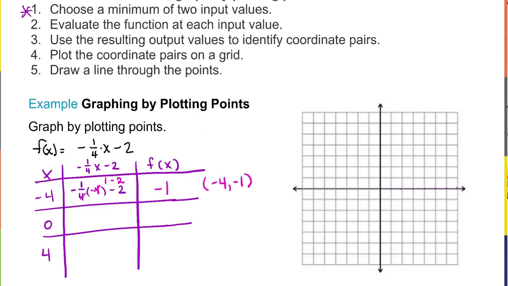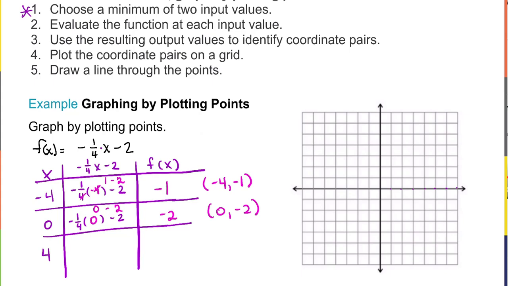Then I'm going to plug in 0. So -1/4 times 0 minus 2. -1/4 times 0 is 0. 0 minus 2 is -2. So that gives me the point 0, -2.